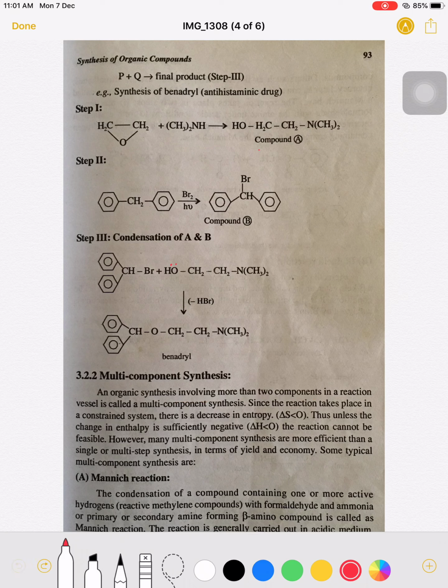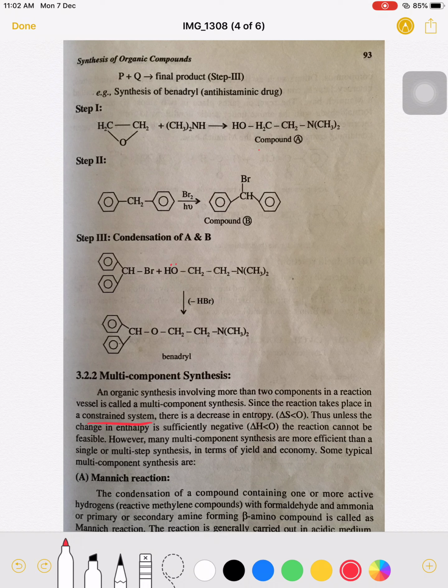Means in an organic reaction, if there are more than two components, suppose A plus B plus C, then the three components react with each other by different steps. That reaction is known as a multi-component synthesis. Since the reaction takes place in a constrained system, there is a decrease in entropy. Thus, unless the change in enthalpy is sufficiently negative, the reaction cannot be feasible.